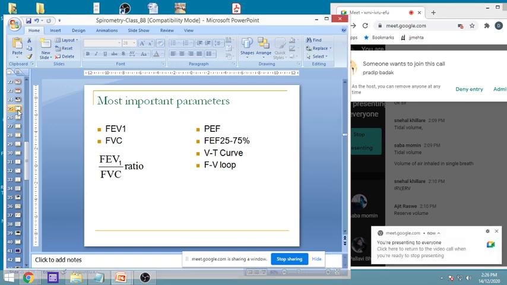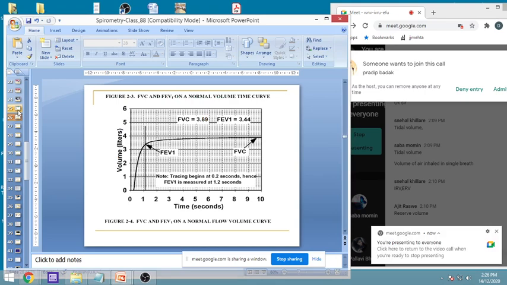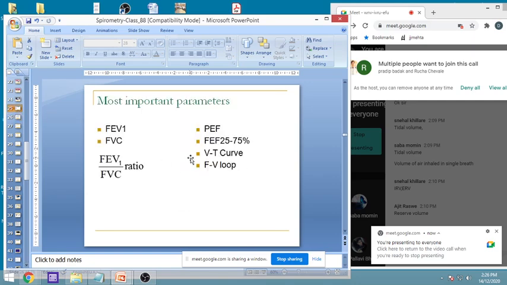These are very important curves. The first curve is FEV1, FVC and FEV1 on a normal volume-time curve. We have seen the volume versus time curve, the VT curve, and the flow-volume loop. These are two important things. After all this data, it can be put into graphical form.